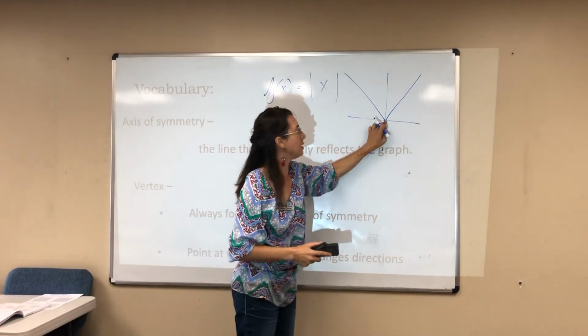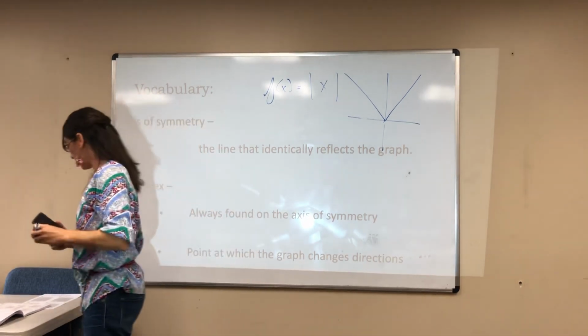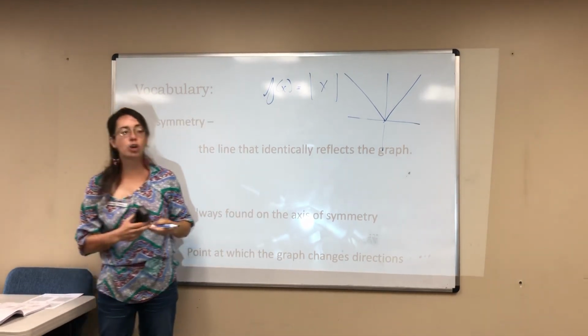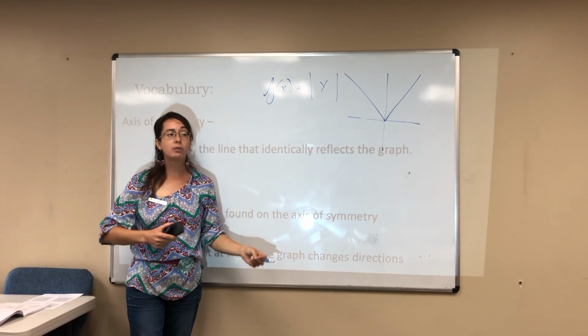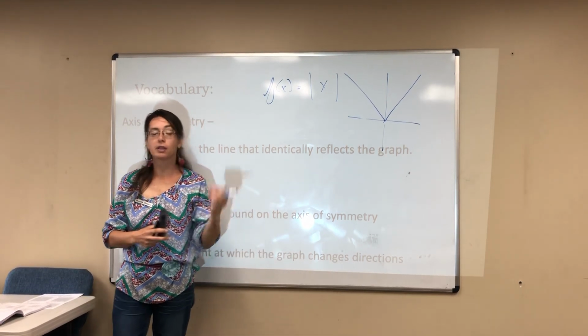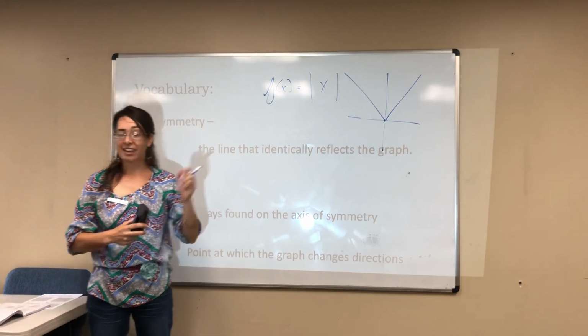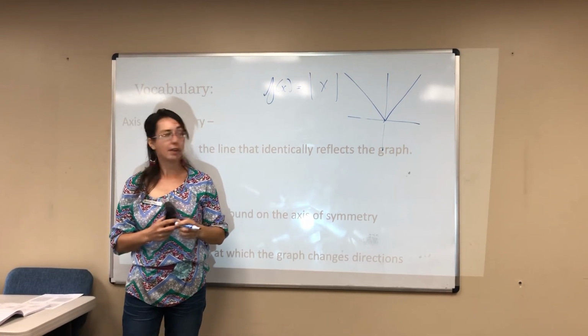The point at the bottom is called the vertex. It is also called a turning point. This is also the same vocabulary we will use for quadratics. The turning point is called the vertex. Okay, it'll be the point either at the bottom or the top of it.